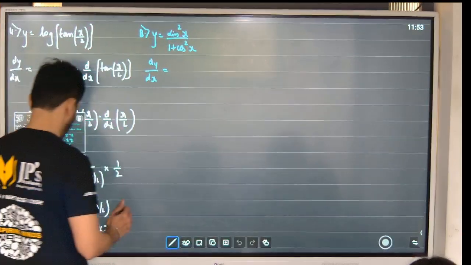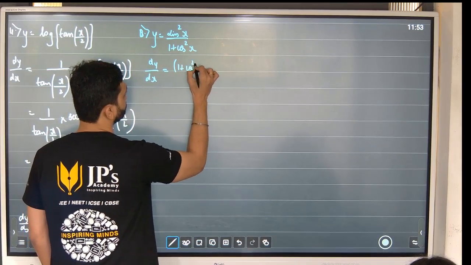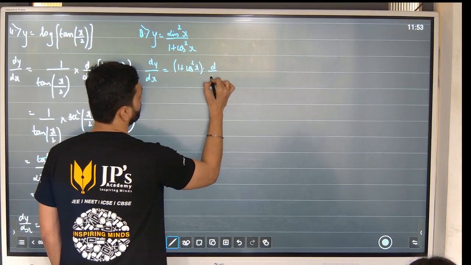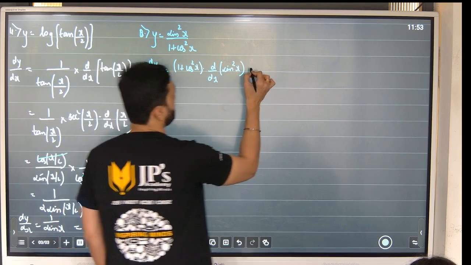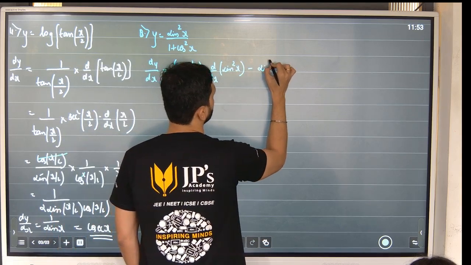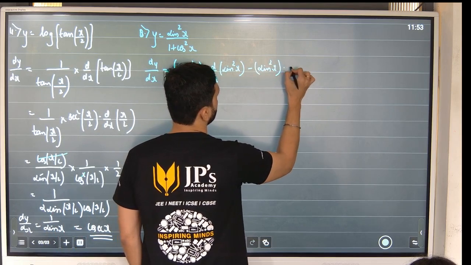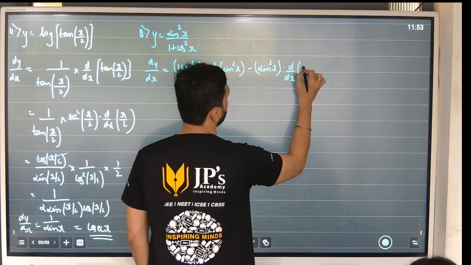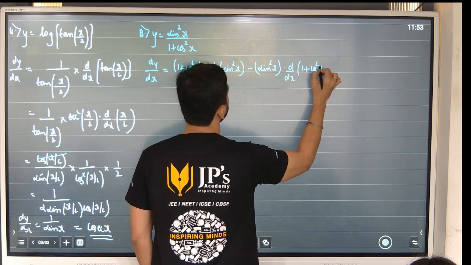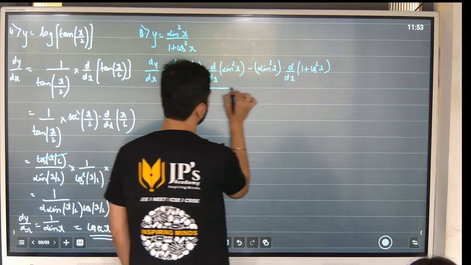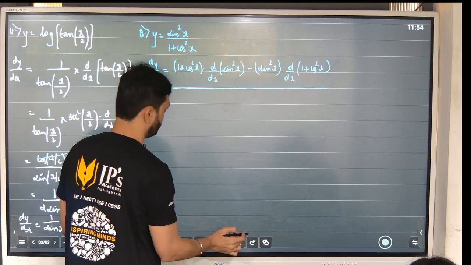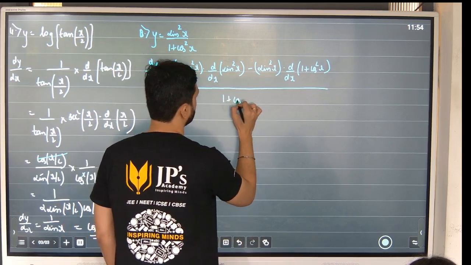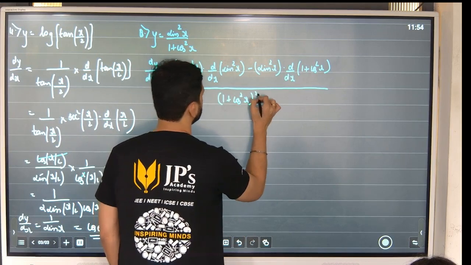here, it's going to be like this. V into derivative of u minus u into derivative of v, the whole upon 1 plus cos square x the whole square.